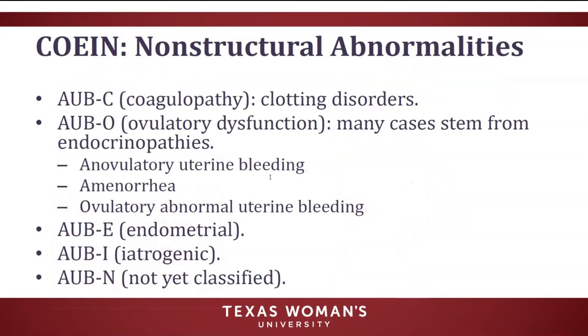The COEIN, those are the non-structural abnormalities. So we talked about C, clotting disorders. O is ovulatory dysfunction, which we'll spend a lot of time talking about. So anovulatory bleeding, amenorrhea, ovulatory abnormal bleeding. And then you've got the E, the I, and the N, which we've already talked about.